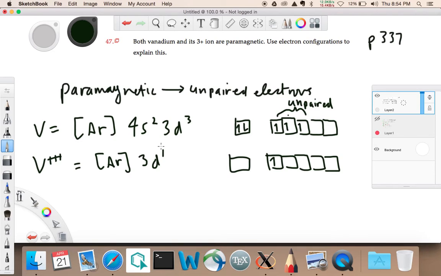Okay, how do I know that? Well, first of all, you see I had to lose 3 electrons because that's what the 3+ comes from. And it couldn't have been these 3 up here, because if it was those 3, we would have only had the 4s2 electrons left, which would have been paired. So, all right, hopefully that's helpful.